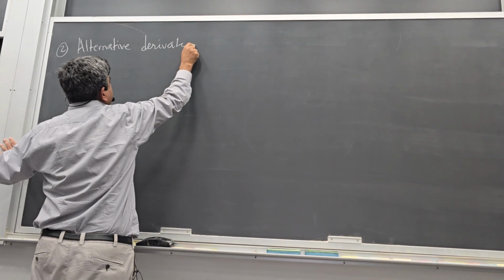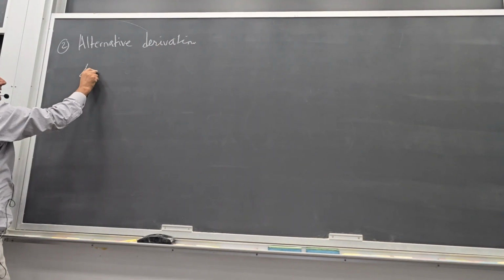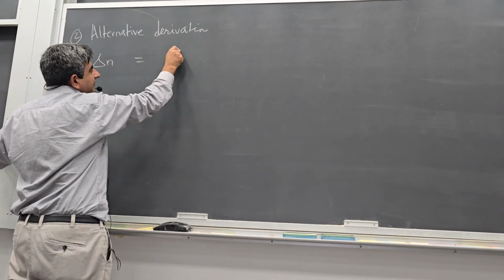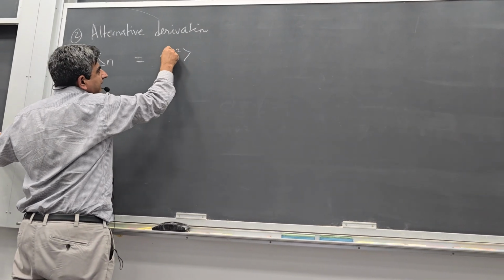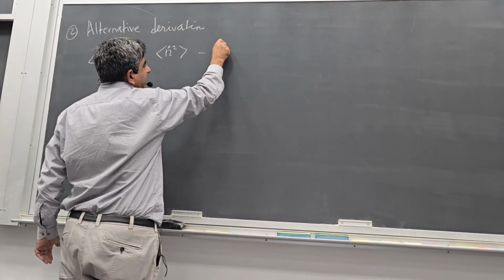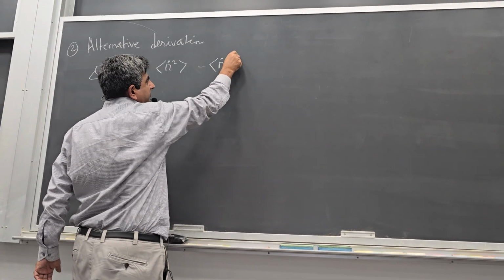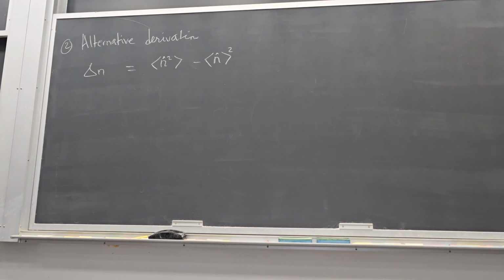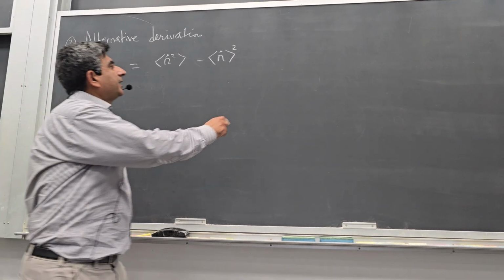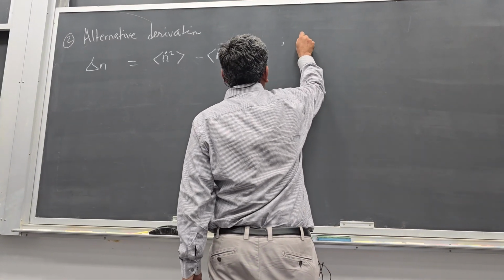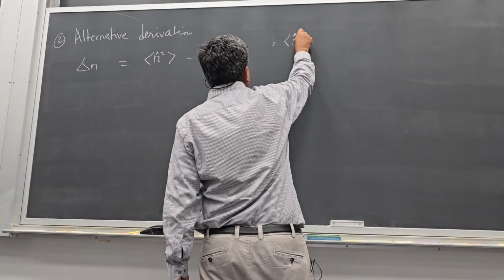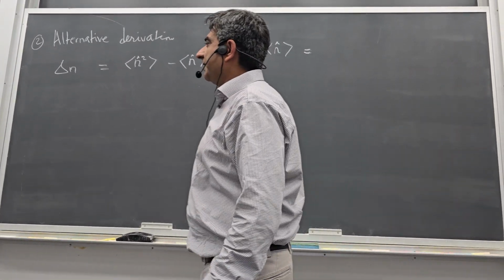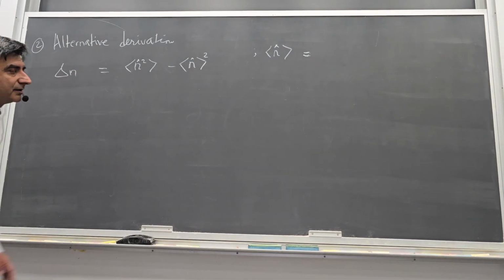So I want to find delta n, say. Delta n I know is the average of this operator minus the average of the number operator squared, given the coherent state. Okay, so we do know that the average number is just alpha mod squared, right? Do know that.